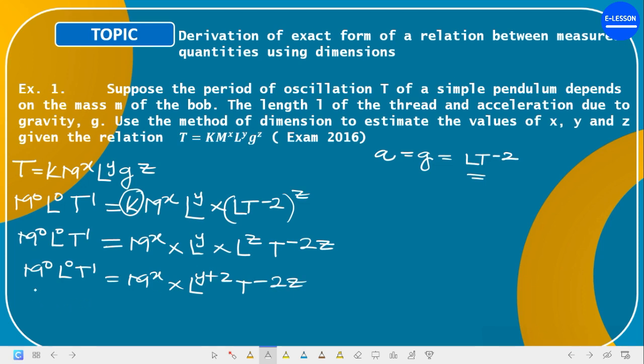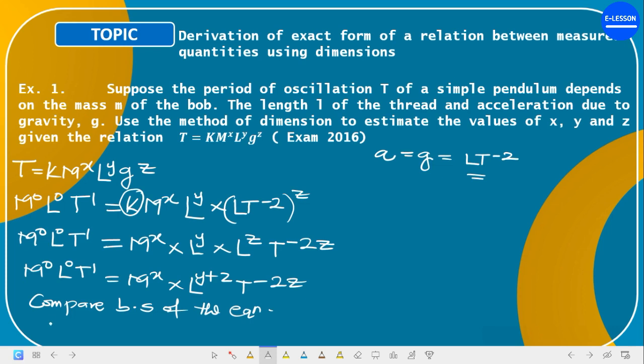Now, at the end of the day, what are you going to do? You now compare both sides of the equation. Now, how do you compare both sides of the equation? By equating what you have here to what you have here. So we are going to equate mass first.